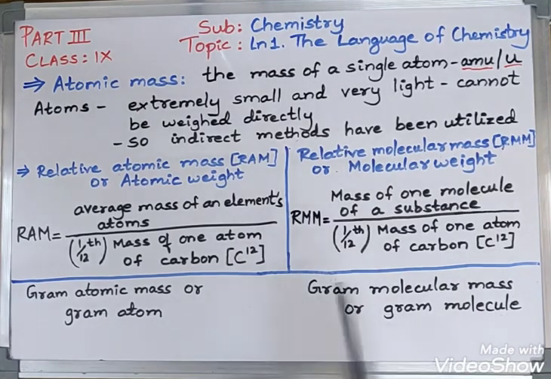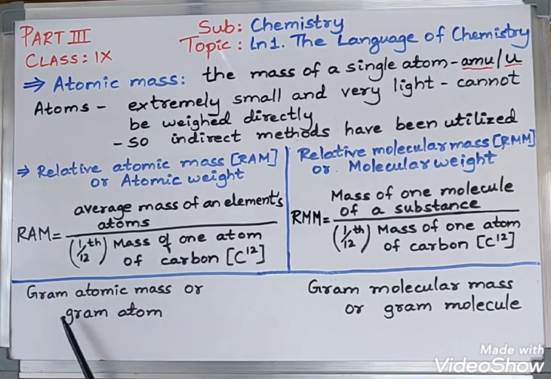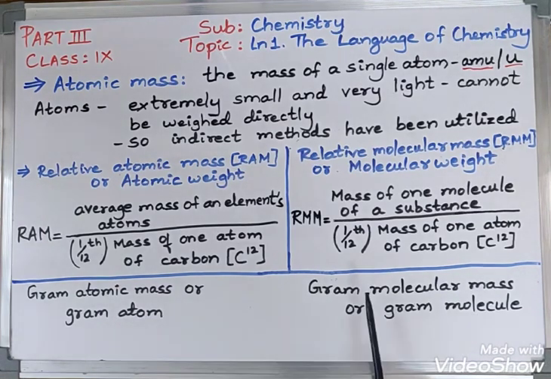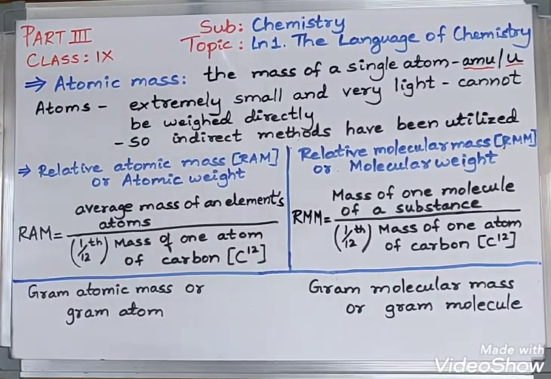Now when we express the atomic weight in terms of gram, we call it gram atomic mass or just gram atom. If relative molecular mass is expressed in terms of gram, then we call it gram molecular mass or gram molecule.